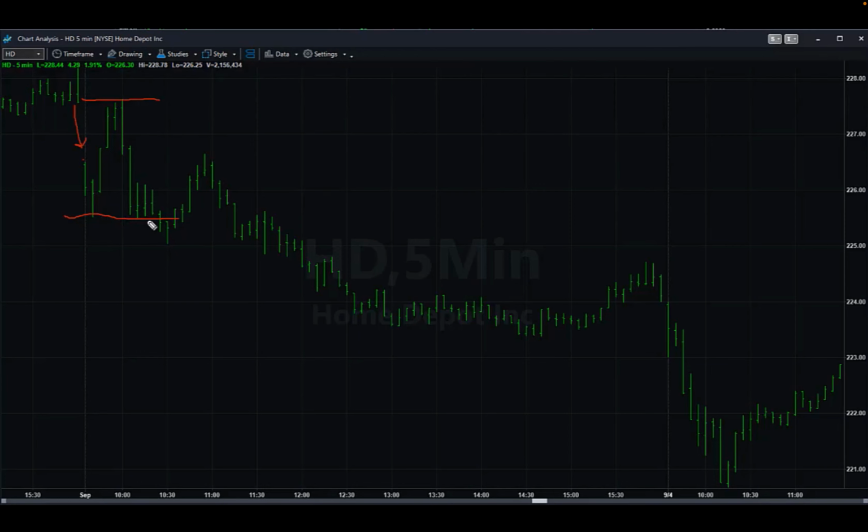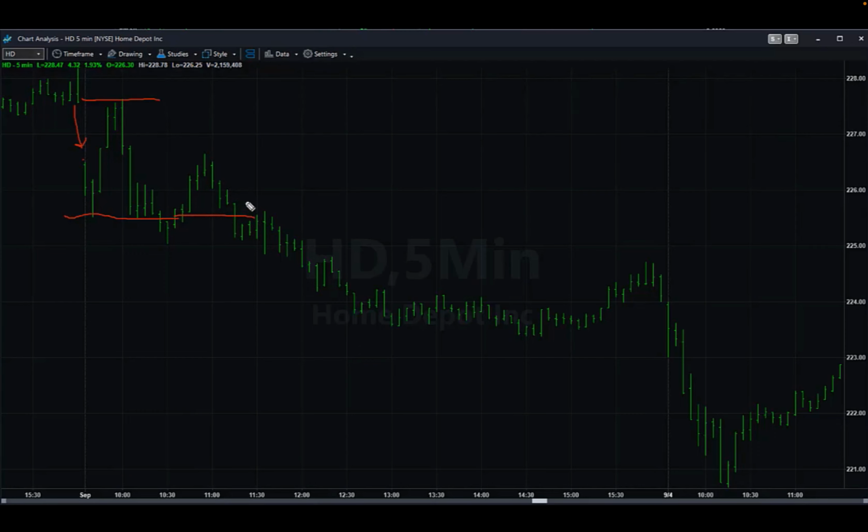That's known as support. This is a support level. This is a resistance level. We're going to talk about that in a lot of detail in another video. But you can see on the 5-minute chart, this thing traded within this range all the way up to about here.